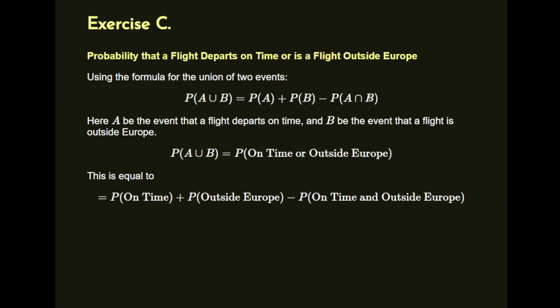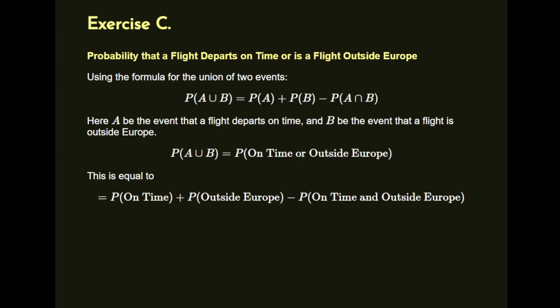Okay? Now, why do we subtract that bit at the end? Probability on time and outside Europe. The reason is to stop it getting counted twice, because we count that scenario once when we're talking about the probability of on time, and a second time when we're looking at the probability of outside Europe. So we essentially just have to reconcile things and subtract it once just to stop it getting double counted.